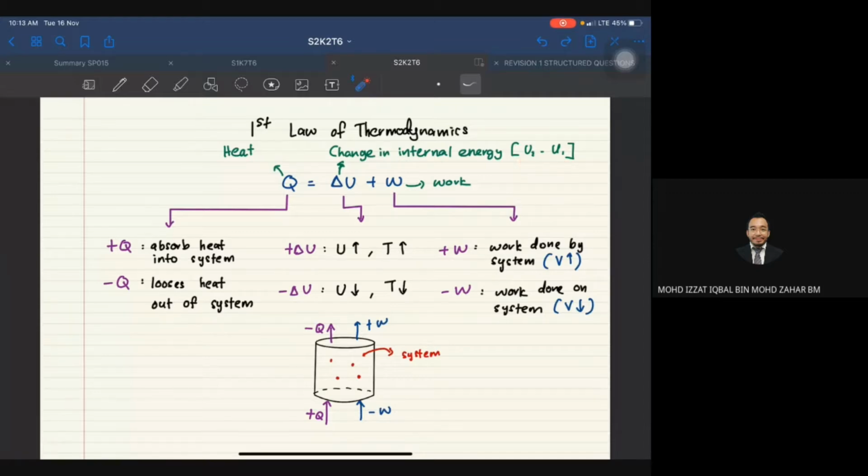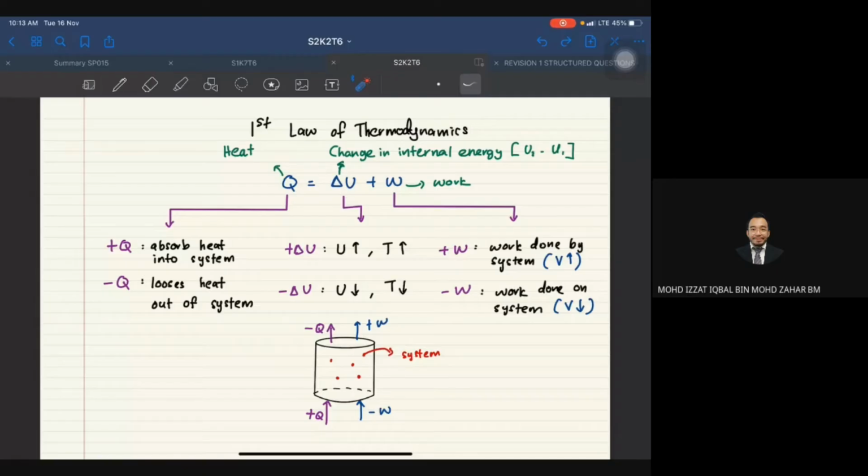So maksudnya U dia increase. Okay, so change in internal energy kalau positif maksudnya internal energy to increase. And if you guys still remember, U ni directly correlated to the temperature. U increase, T increase. Kalau negative U, it means that U decrease and T decrease.